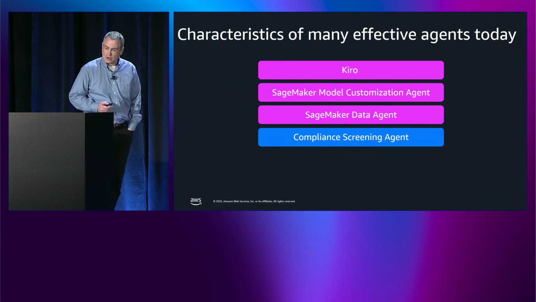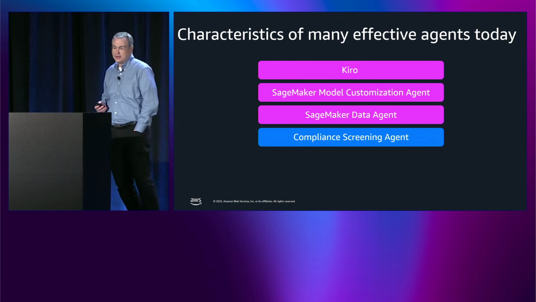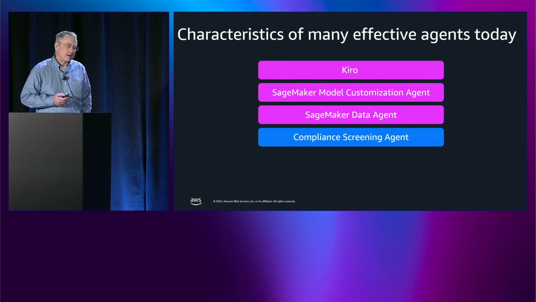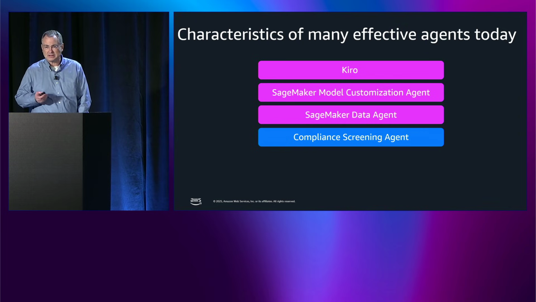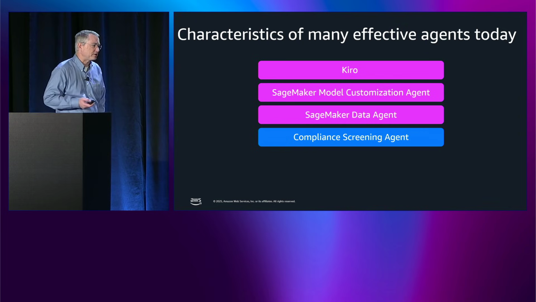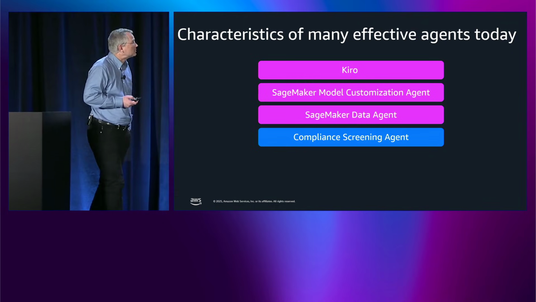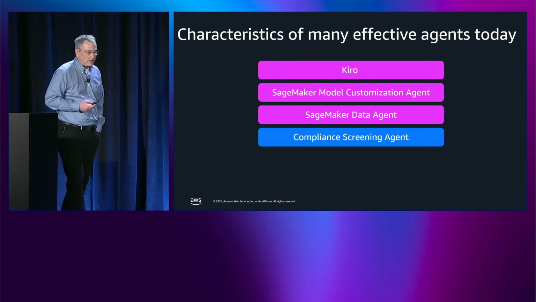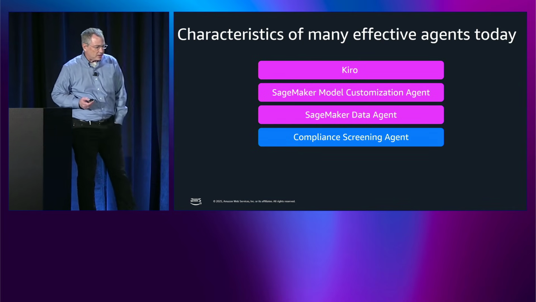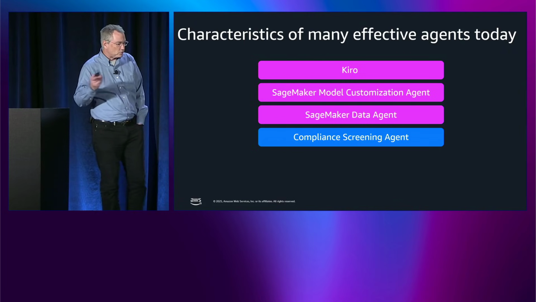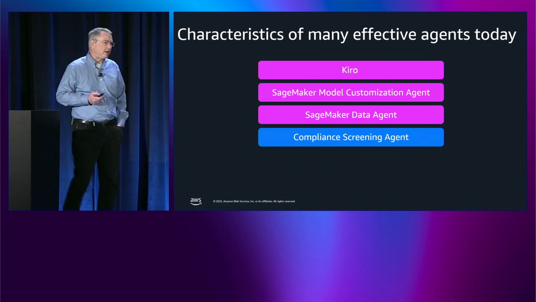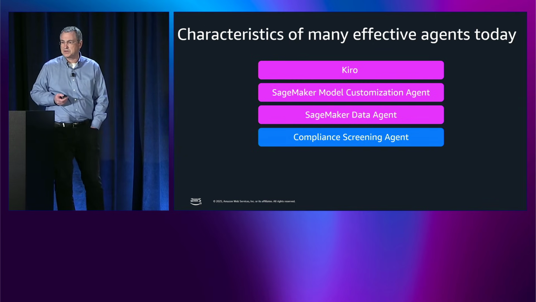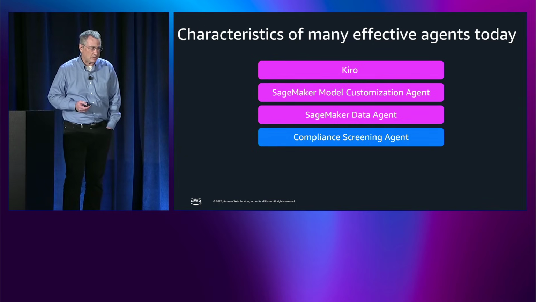So where are we going in the nearer term with agents? There are lots of effective agents today, or things that are called agents that are effective. Here's a few from Amazon: Kiro, the SageMaker model customization agent, SageMaker data agent. There's one we just wrote a blog about, which is a compliance screening agent. Across our businesses, we have to be very careful about transactions, so now we have an internal agent that takes care of that.